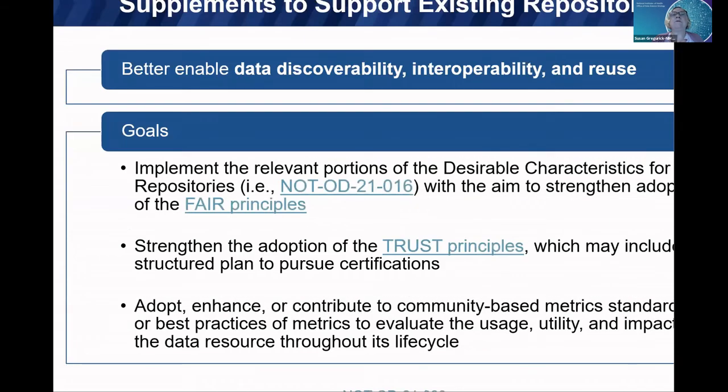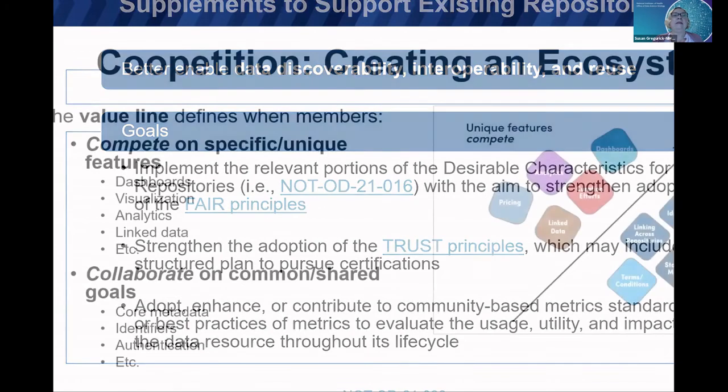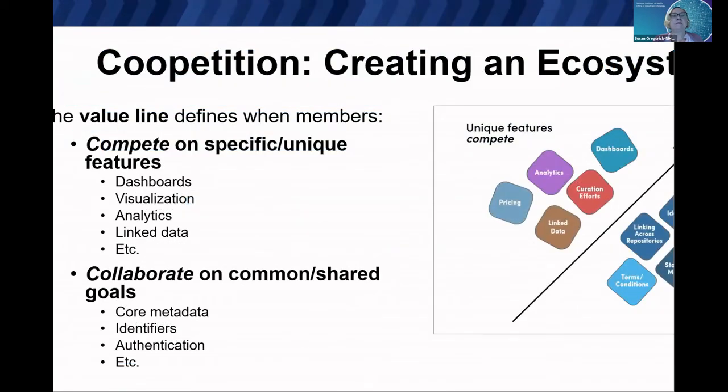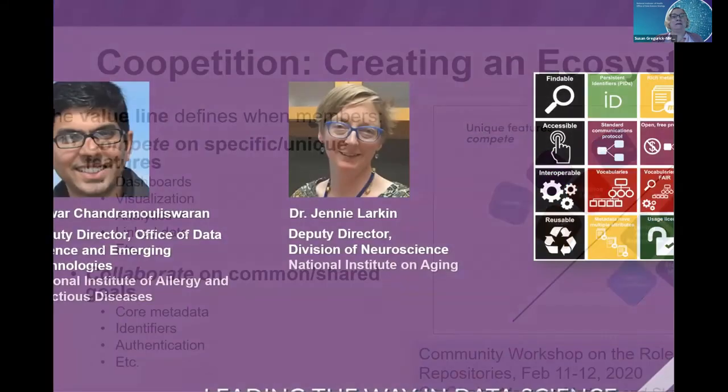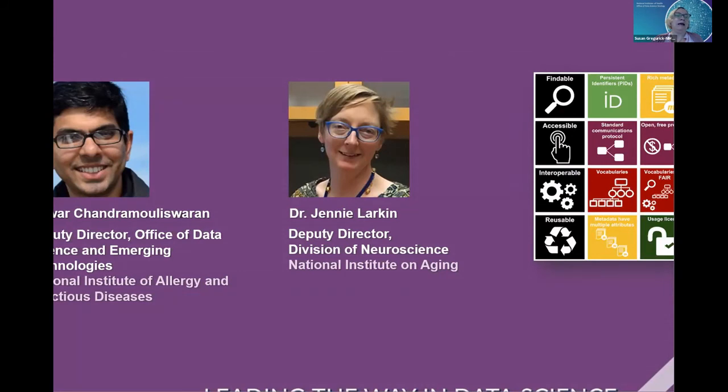We support this through a number of ways at NIH. I'm just highlighting one of the supplements that we supported this year to strengthen FAIR and trust principles and adopt and enhance the community to develop metrics and standards. And then you'll hear a little bit about the concept of co-opetition between generalist repositories, ways to collaborate on common goals, such as common metadata identifiers, and ways to support unique features from generalist repositories. And I'll introduce Ishwar Chandraramaswamy and Jenny Larkin, who lead in this effort.